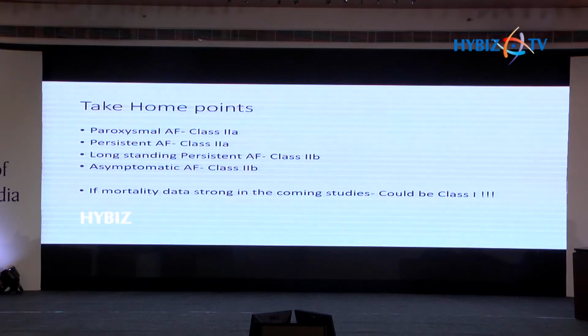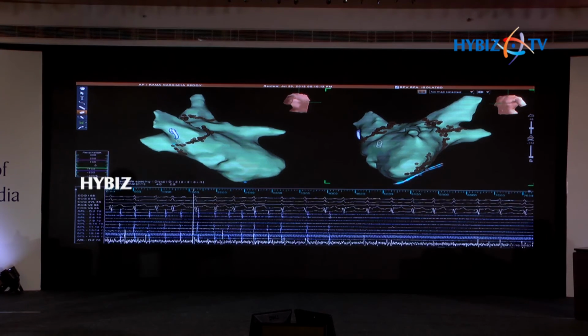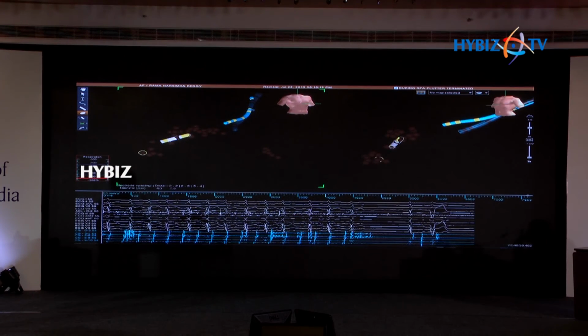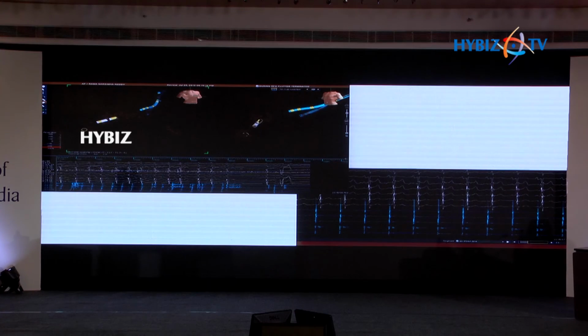And this again, just 2 more slides, please. And after this, there is a flutter ablation, and the patient returns to normal rhythm. And this is the final result of sinus rhythm.